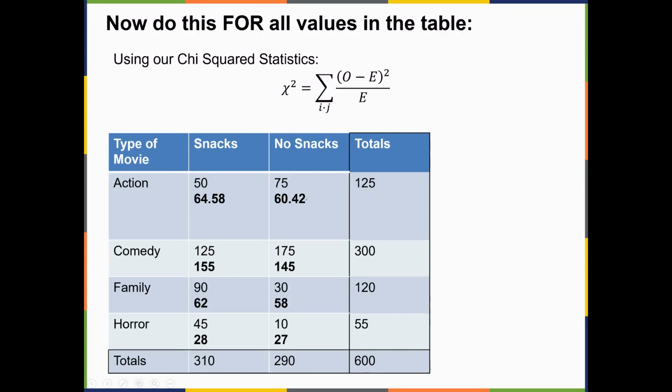All right, now that we have all our expected values filled in, we're going to go ahead and calculate our chi-square statistic for each of these 8 values. So the part we're going to calculate is inside the sum, and then we will sum them all up at the end. So we need to calculate, much like with the goodness of fit, the observed minus the expected squared over the expected. Remember, the observed are at the top and the expected are in bold. So let's go ahead and calculate for the very first cell here.